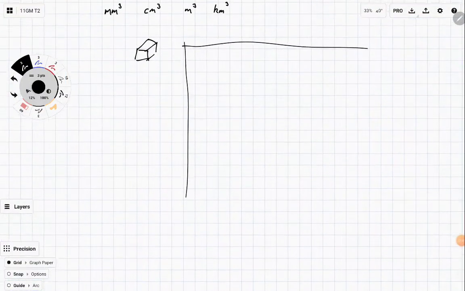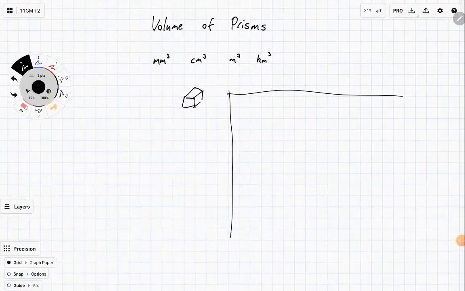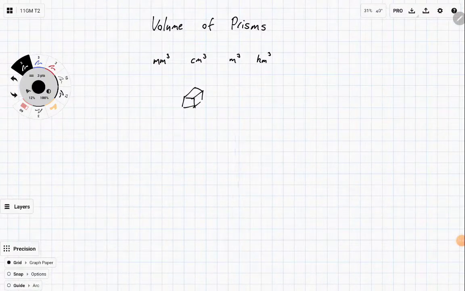So a cubic meter is not a small unit of measurement. In fact, it is an extremely large unit of measurement. Or a cubic kilometer even is even more gargantuan. So let's just learn the conversions, alrighty?